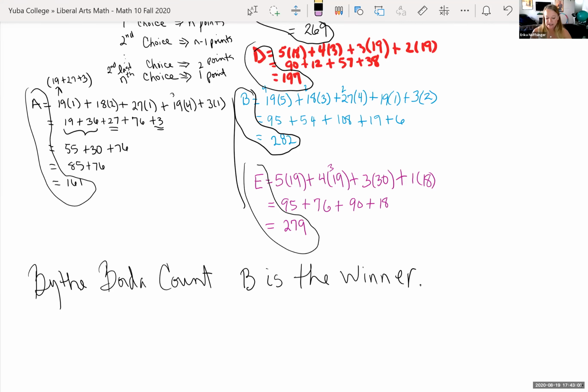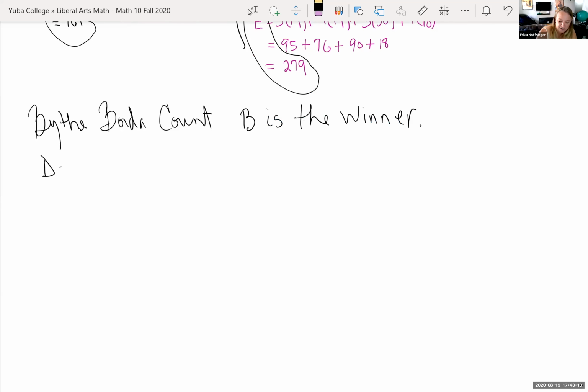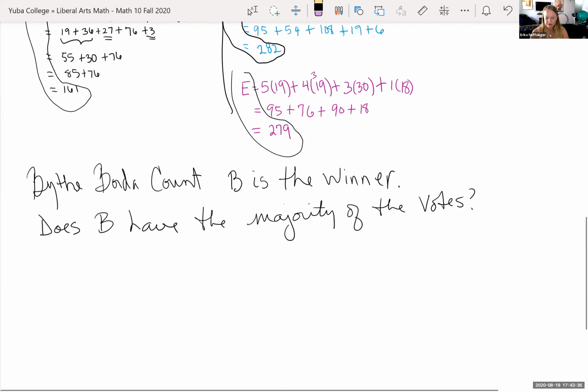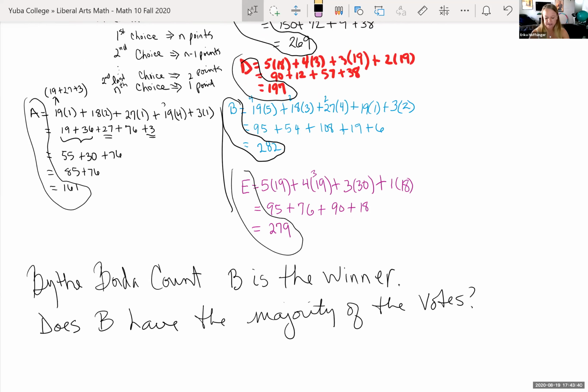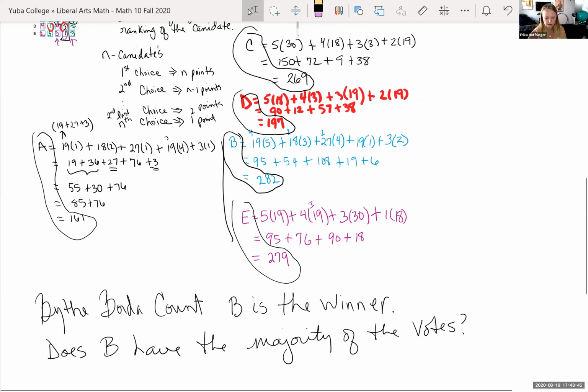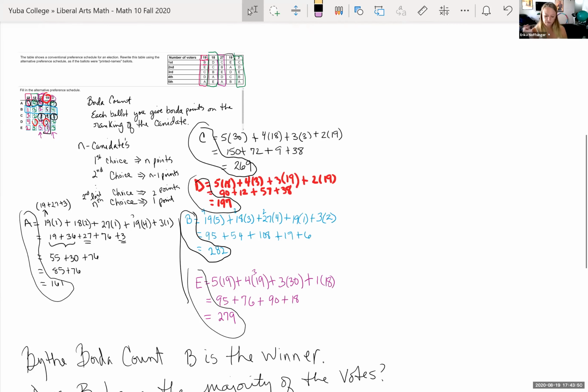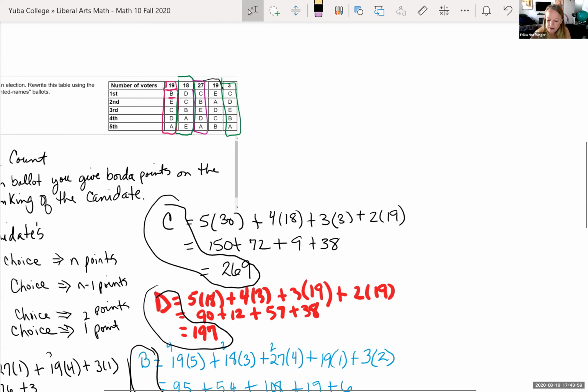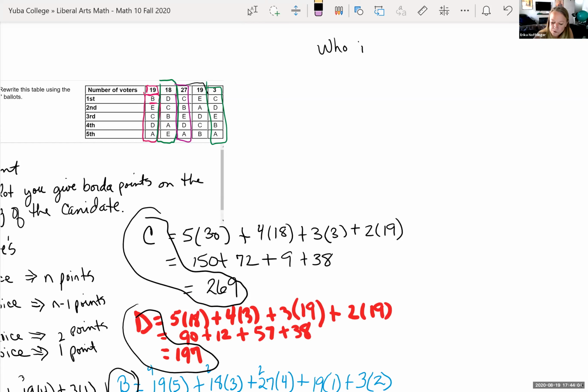Let's look at it. Does B actually have the majority of the votes? Okay, so to have majority, they have to have over 50%. So we have to go back and figure out how many people voted, and look at what's half of the number of people who voted. Okay, actually, before we do that, let's look at who would have won. Who's the winner by preference of first choice?